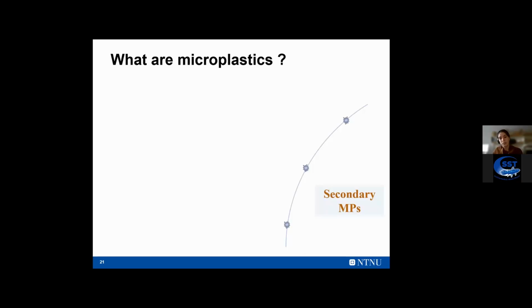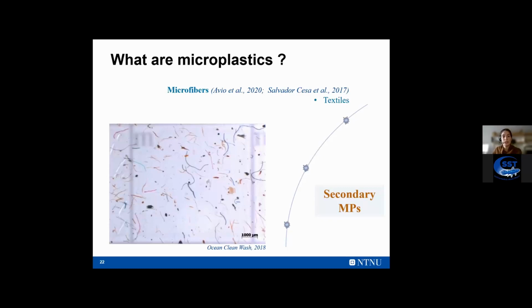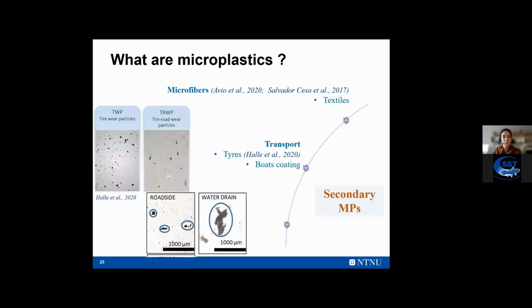And we also have the secondary microplastic. Those are microplastic that come from bigger plastic items. So for example, we have microfibers in the environment, and those come mainly from textiles. So when we are washing textiles, we are releasing a lot of microfibers in the environment. We also have transport that is a source of microplastic in the environment. So with the erosion of the tires and the boat's coating, we can find a lot of microparticles of plastic from the transport.